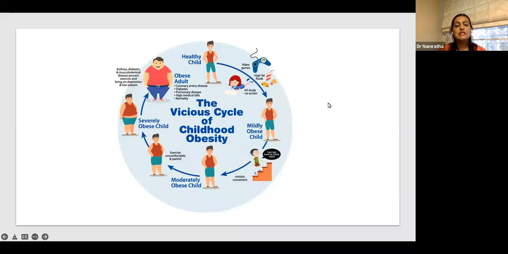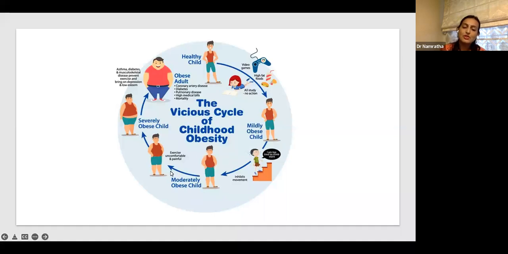So what are the functional aspects of a child being obese? We often call it the vicious cycle of obesity. So usually a healthy child, due to whatever reason, the most common cause being exogenous obesity, an imbalance with excess calories and a sedentary lifestyle is going to lead to a mildly obese child. The mildly obese child is less likely to be active than his healthy counterpart. And this child will continue to eat the same amount of food that he used to do. So this will give rise to a moderately obese child.